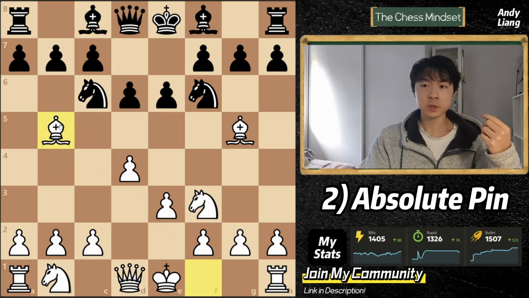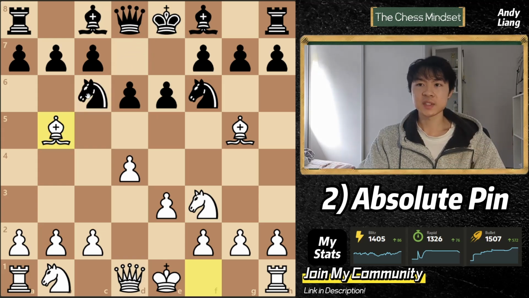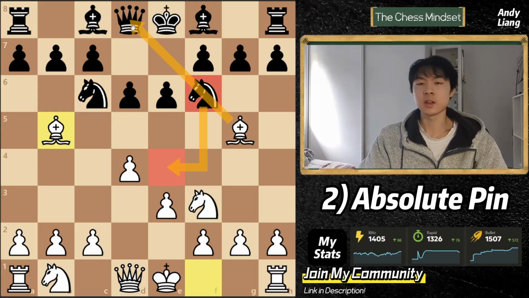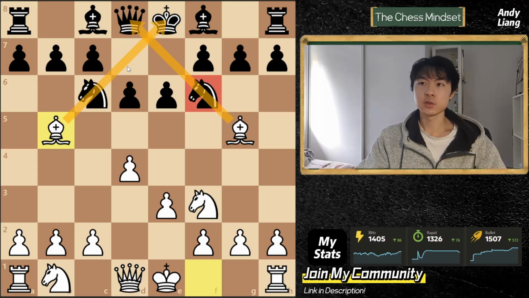So in this case, if we play bishop to b5, we're going to pin this knight to the king, which means that this knight cannot move at all. So basically, it's not even an option, right? Whereas for this knight, they could technically move. It would just end up in them losing a queen. So these are the only types of pins that you need to understand.